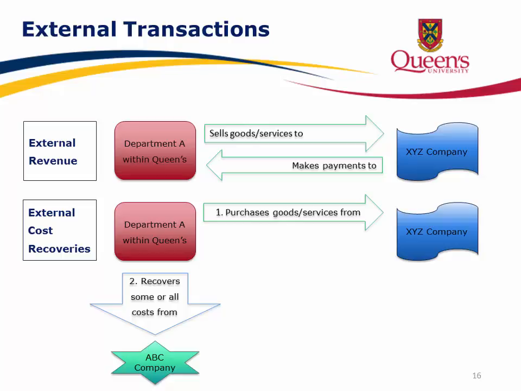External cost recovery, when a Queen's department sells goods or services to an external party with the intent of recovering all or a portion of the expense from the external party. External revenue and external cost recovery transactions include income-generating activity resulting in cash that will be received by Queen's as a result of negotiated agreements with external parties such as organizations, agencies, corporations, and/or individuals considered external to the university, in exchange for goods and/or services provided by Queen's staff or departments, or in support of ongoing university activities.